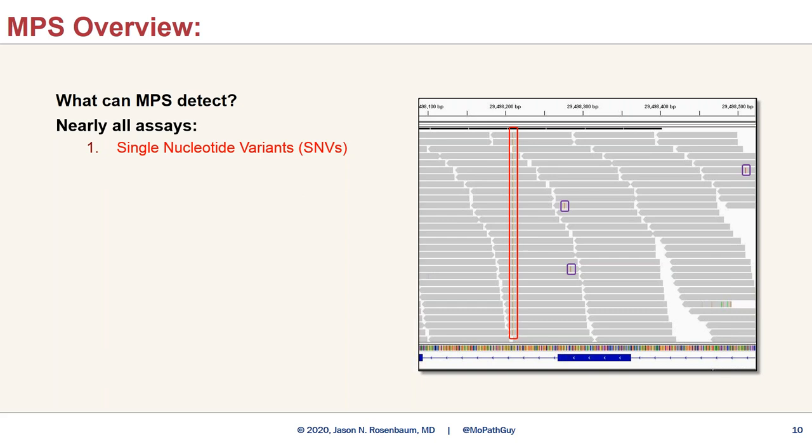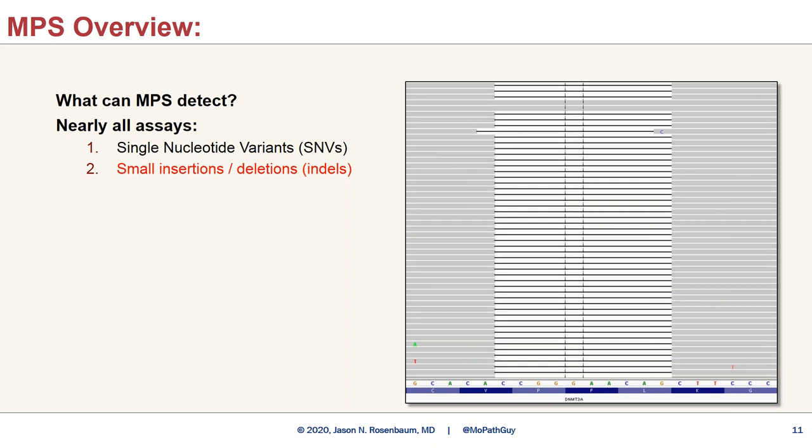And boxed in purple are several other single nucleotide variants that aren't aligned so well and might require a little bit deeper analysis to decide whether they actually represent variants or not. The other category of genetic change or mutation that these assays are well built to detect are small insertions and deletions. Again, because it's fairly straightforward to detect these by comparison to the reference genome.